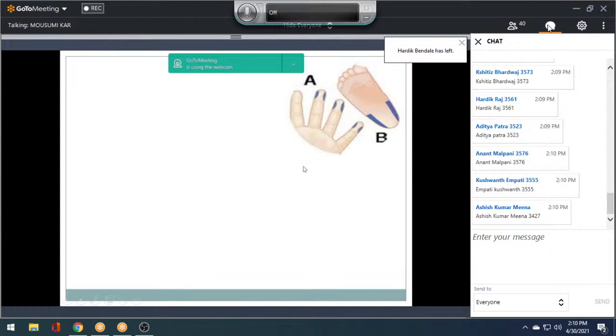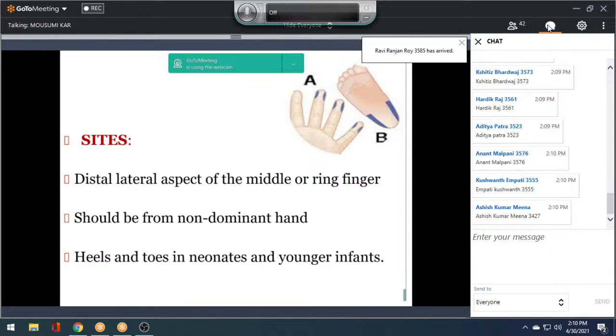So where do we obtain it from? Usually from the third and the fourth, that is the middle or the ring finger. And in children, we prefer the heel sample. We take it distally, not in the center, because you could injure the calcaneum and again lead to osteomyelitis and so on. So these sites are the distal lateral aspect of the middle or ring finger, not from the dominant hand, that is a non-dominant hand, and heels and toes in neonates and young infants.